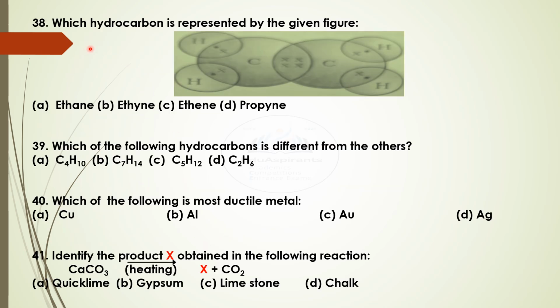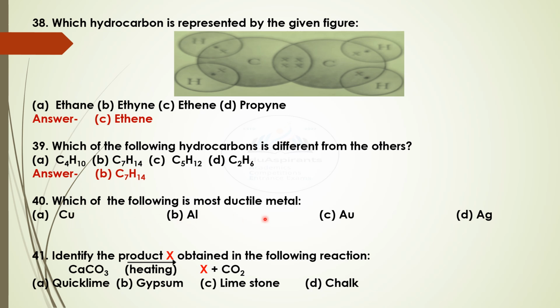38. Which hydrocarbon is represented by the given figure? You can see ethane, ethyne, ethene, propyne. Correct choice is ethene, C. Which of the following hydrocarbons is different from the others? Yes. Got it? Correct is C7H14, that is B choice.